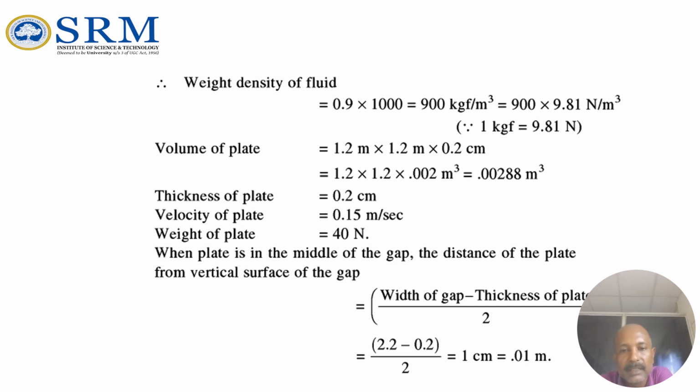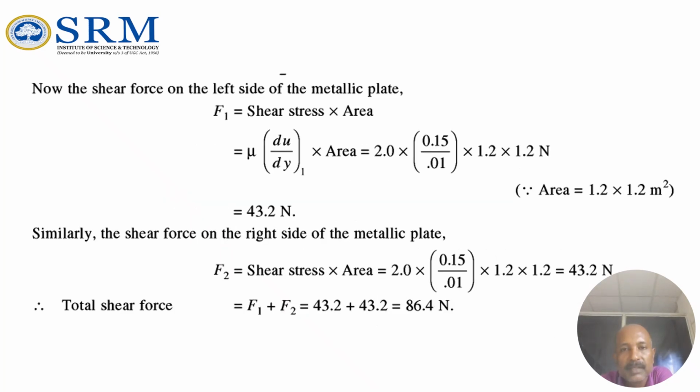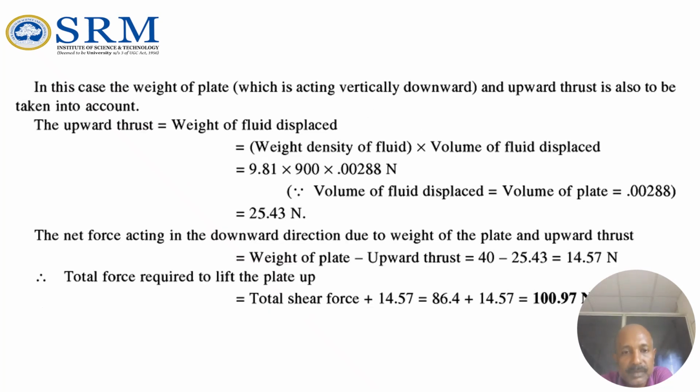Now you take the mid portion, which is 1 centimeter. From 1 you calculate this: mu du by dy times area. So this value here is 43.2. Same thing for tau 2, 43.4. So now the total force, how much is needed, is the total weight of the liquid. So 9.81 times the volume of the displacement. So this value is the volume of the plate.